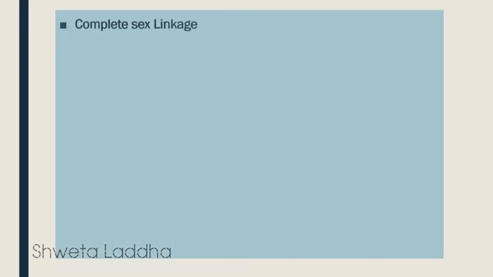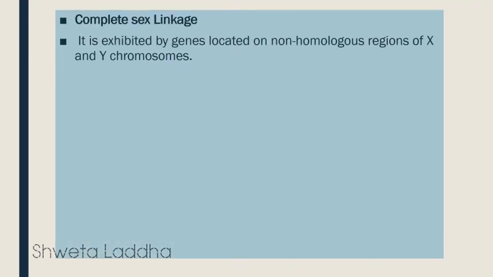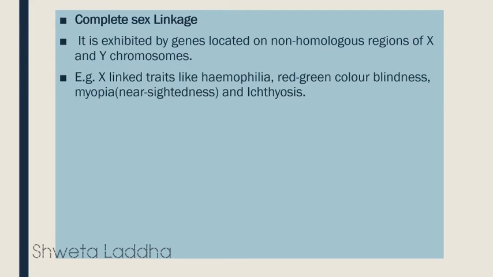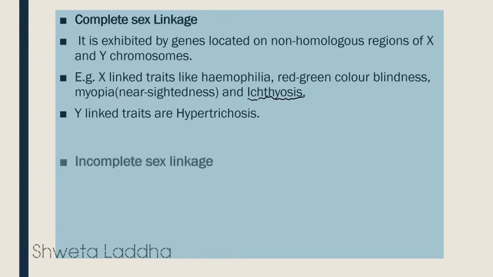Let us see one by one the complete sex linkage. It is exhibited by the genes that are located on the non-homologous part of the X and Y chromosome. X-linked traits are like hemophilia, red-green color blindness, myopia or nearsightedness, and ichthyosis. These are X-linked traits. Ichthyosis is incorrectly mentioned in our HSC state textbook to be Y-linked. But students, ichthyosis vulgaris is an X-linked trait like hemophilia and it shows complete sex linkage. Y-linked traits include hypertrichosis, that is having hairs on the earlobe.